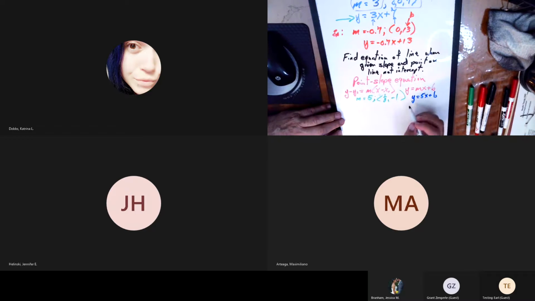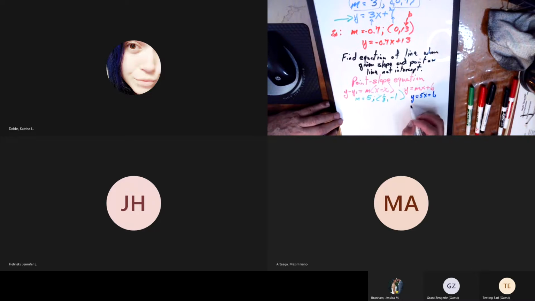I'm just going to take that point, which is (1/2, -1), and I'm going to stick it into this equation, and all I'm going to be left with as a variable is b. y is -1, x is 1/2. So -1 equals 5 times 1/2 plus b. Now the only variable I still have is b. I want to get b by itself. I have 5 times 1/2, so -1 equals 5/2 plus b.